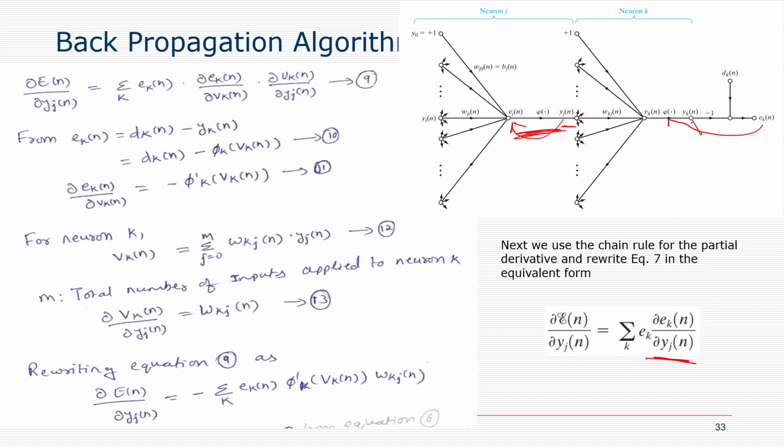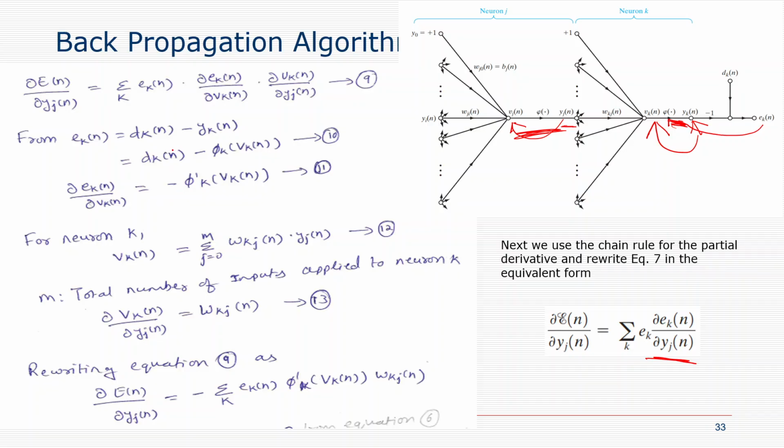Ek with Yk here, and then Yk with Vk here. That is the thing. Therefore, we got this expansion further. And now Ek of n is dk of n subtracted by Yk of n, and Yk of n we can get by the activation function with Vk of n.